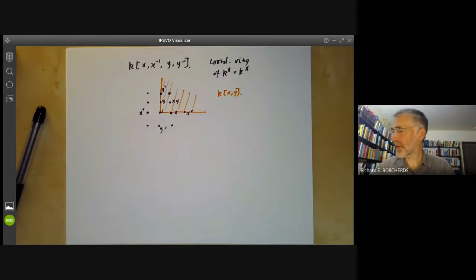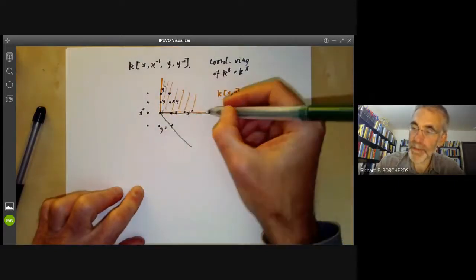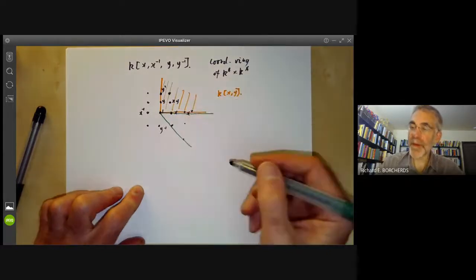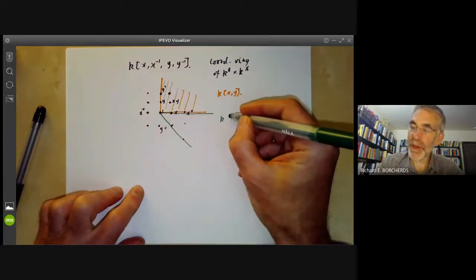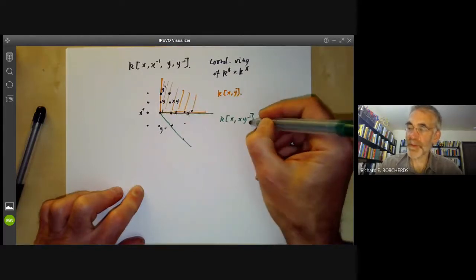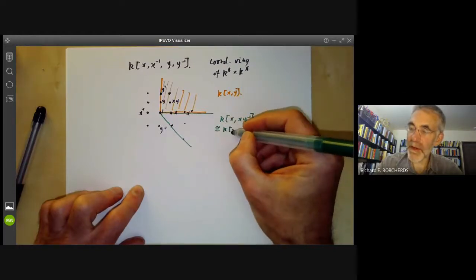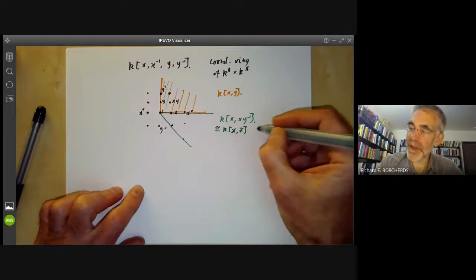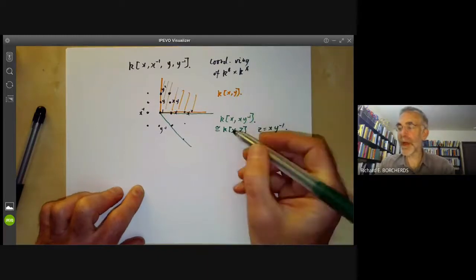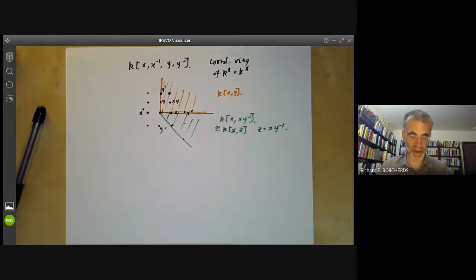Let's try another one. Suppose I take this green cone. Then this is going to be all polynomials in x and xy to the minus 1. Well, this is just isomorphic to k[x,z], where z is equal to xy to the minus 1. So again, this cone just gives us a polynomial ring in two variables.